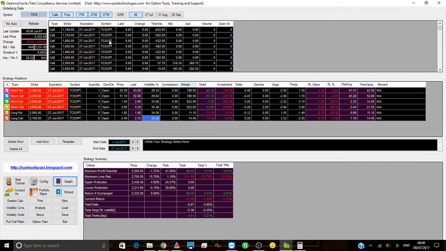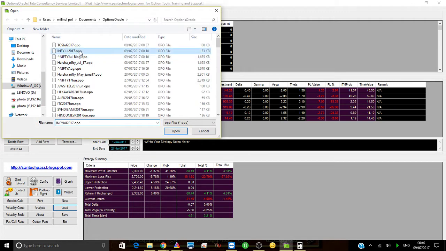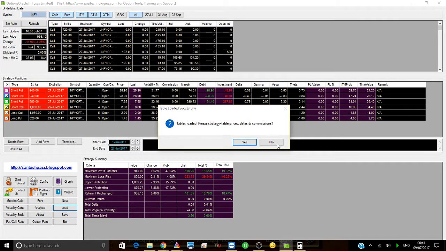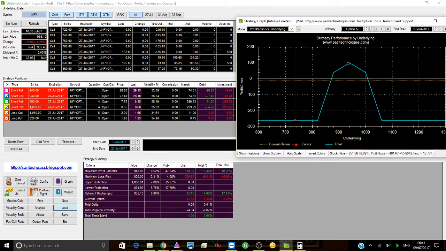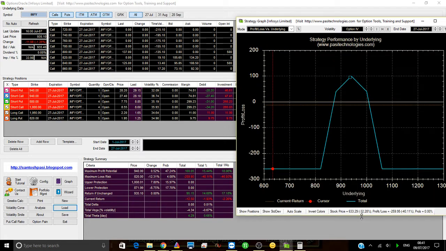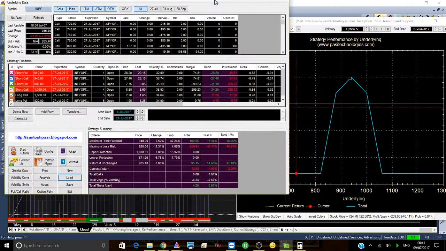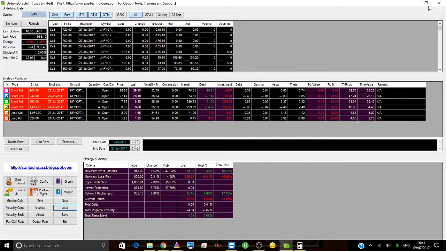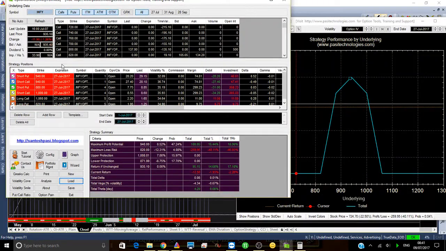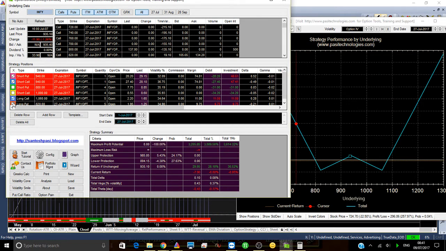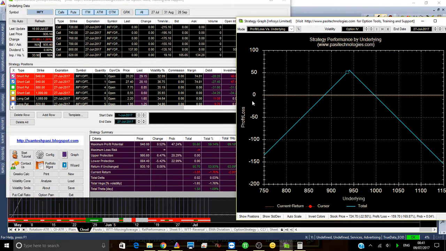So let me open my Infy. The only reason why I'm opening my current thing is to save the time for putting in. So again, I start the same way. Short call, short put at the money gives me this. Oh, this gives me a very good range.